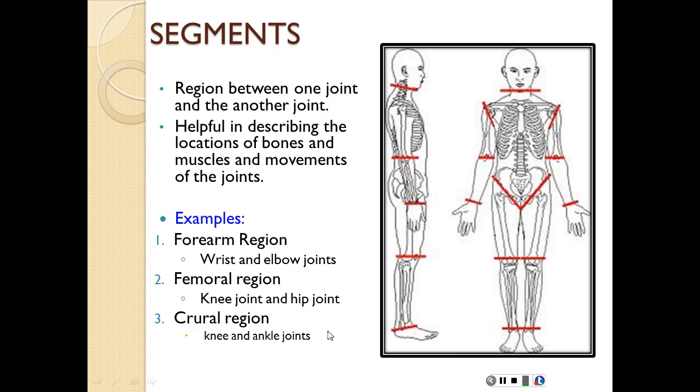We have our segments. These are regions between one joint and the other joint. They're helpful in describing the locations of bones and muscles and movements of the joints. In the forearm region, we're dealing with the wrist and the elbow joints. In our femoral region, we're dealing with the hip and the knee joints. In our crural region, we're dealing with the knee joint and our ankle joint. Those are just segments.